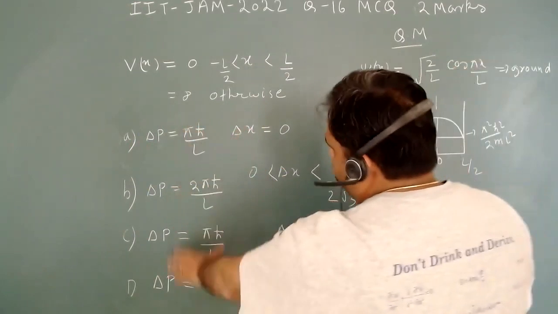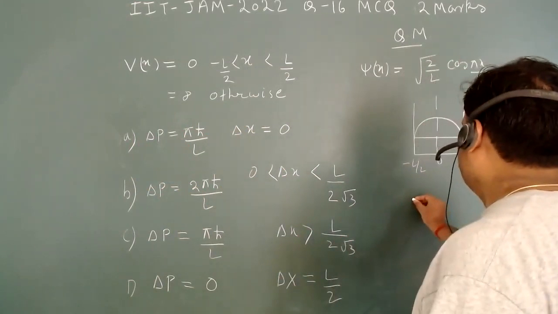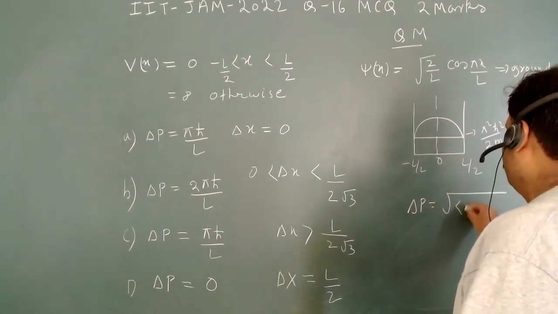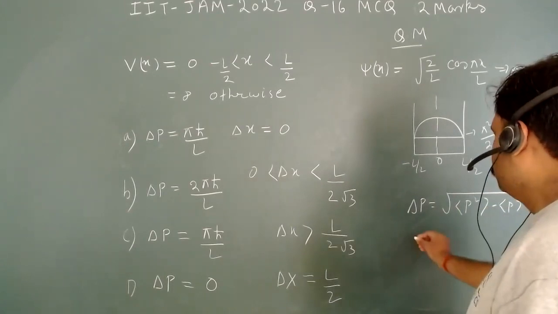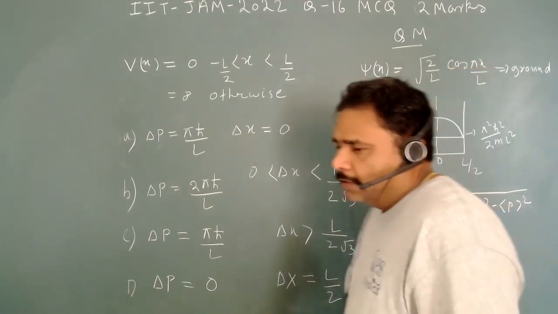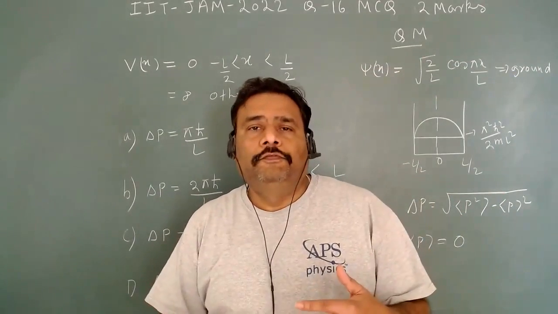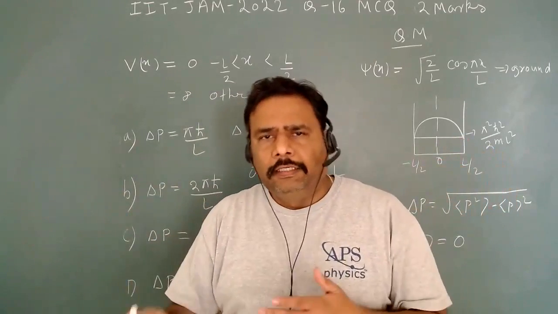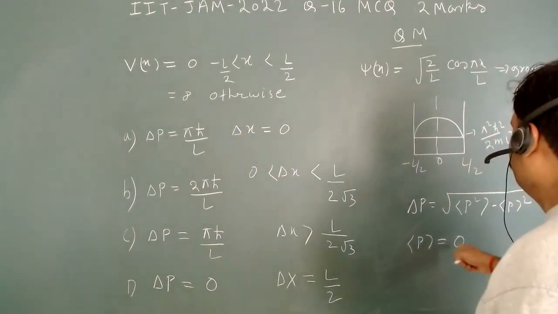First we have to calculate uncertainty in momentum because it is easy to calculate. So for uncertainty in momentum, delta P is equal to the square root of expectation value of P square minus expectation value of P whole square. We know that for this state, the expectation value of P is equal to 0 because this is the ground state, a superposition of two momentum states going left to right and right to left, and the weights of these two states are the same. So the expectation value of momentum is 0.